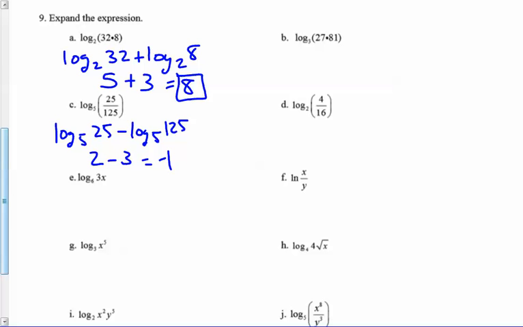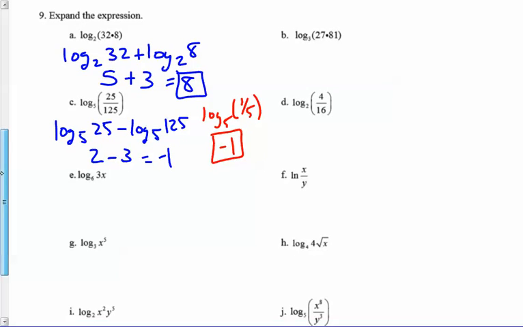Now what's really interesting, we can check this. 25 over 125, that's the same thing as log base 5 of 1/5. What do I raise 5 to get 1 over 5? Negative 1. So a lot of times, this is an alternate way of evaluating. You don't have to do it this way unless the directions tell you to.